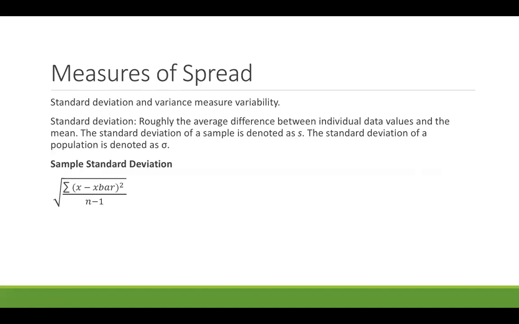The formula for sample standard deviation is the square root of the sum of the sample values minus the mean, squared, divided by n minus 1. So that's a good formula that you should know.